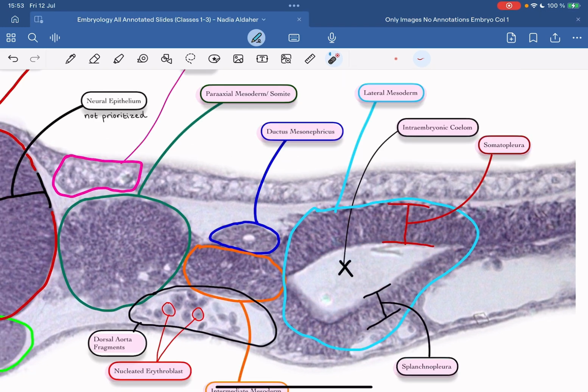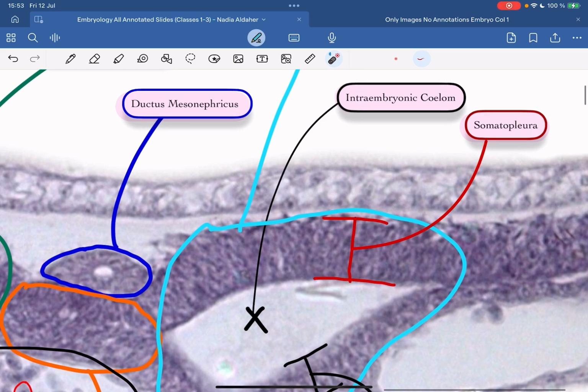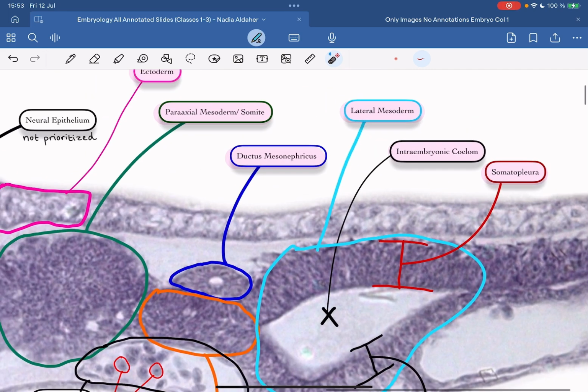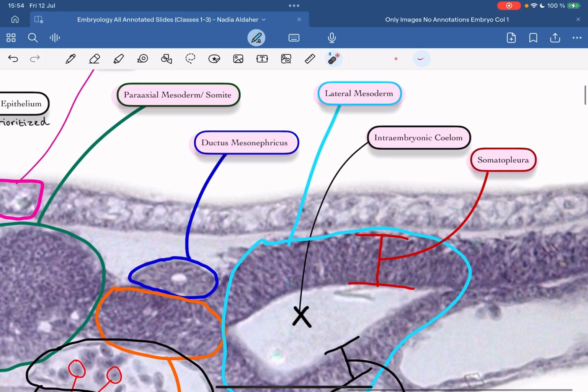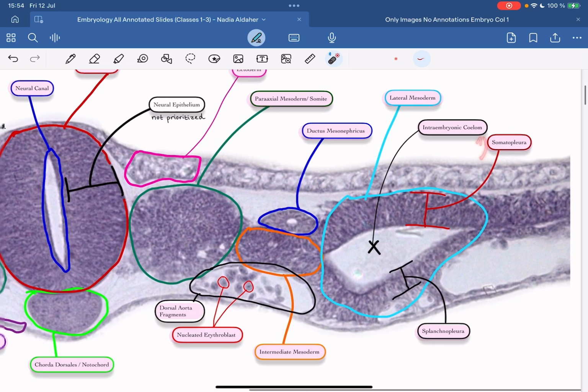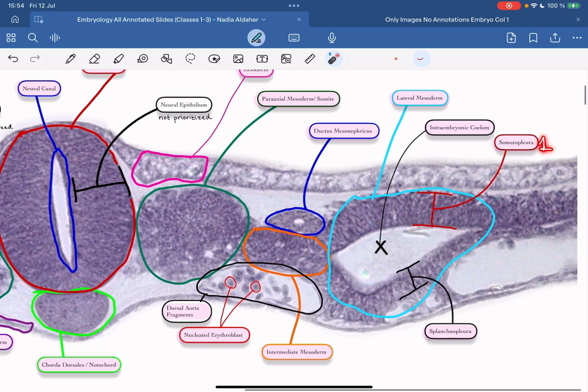Now the opening has a name that I might not be able to pronounce. It's called the intraembryonic coelum, is how I pronounce it, probably completely wrong. But the intraembryonic coelum is the center area, the opening of the lateral mesoderm. Again, the somatopleura is the top layer, the splanchnopleura is the bottom layer, and then the opening is called the intraembryonic coelum.